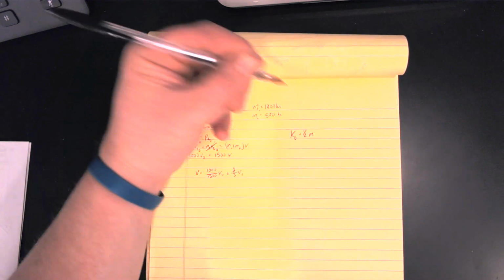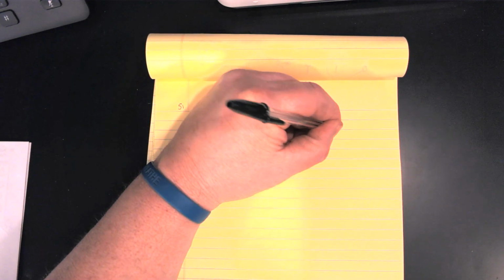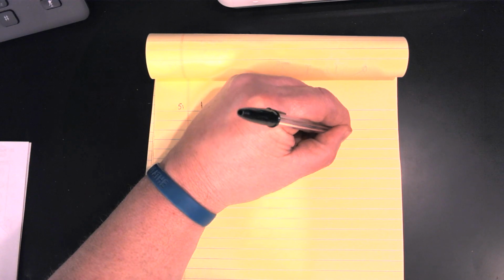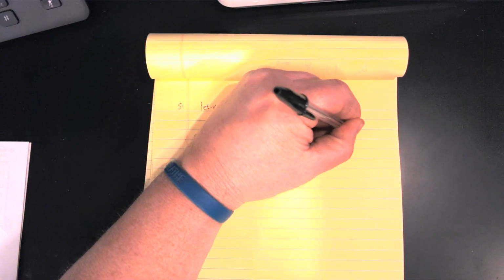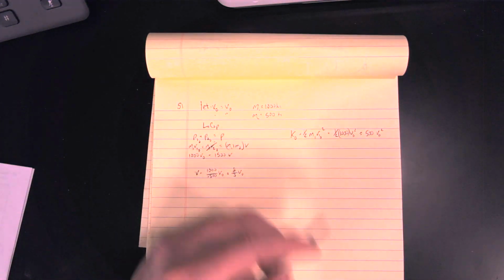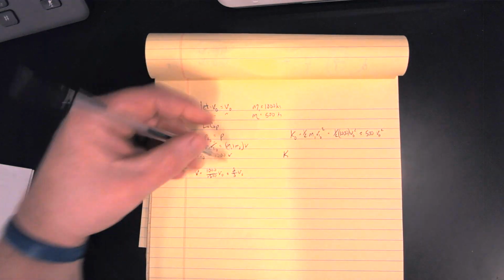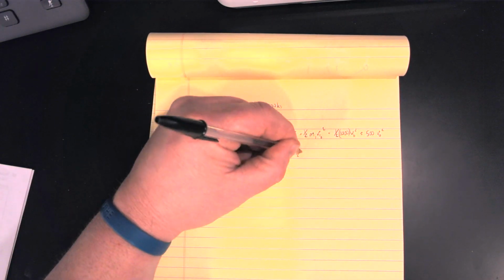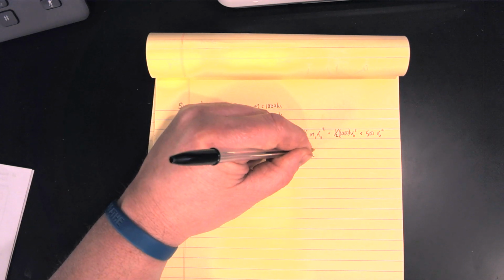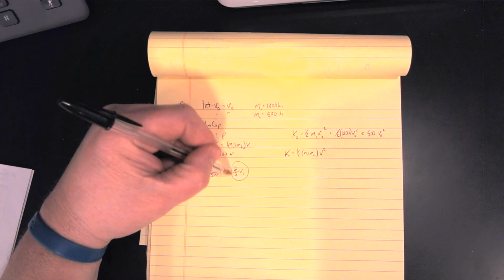So kinetic energy before, K naught, is just going to be 1/2 of m1 times v1 naught squared. So it's going to equal 1/2 of 1,000 times v naught, don't forget the square. So it's going to equal 500 v naught squared. My kinetic energy is 500 times whatever the speed was, squared. My final kinetic energy is now going to be 1/2 of m1 plus m2, so 1,500 in this case, times v squared. And I already found my v down here.